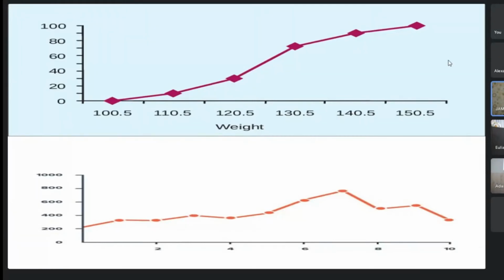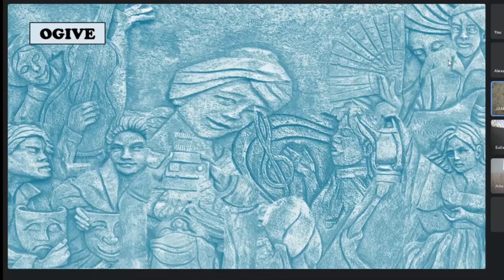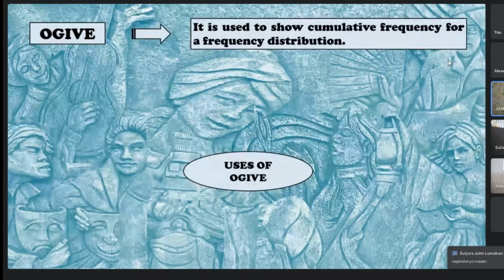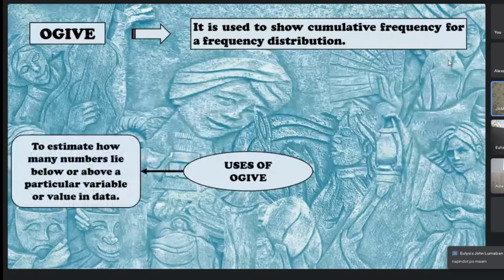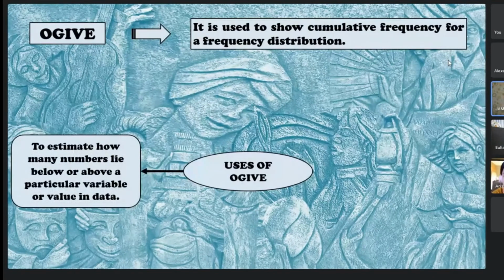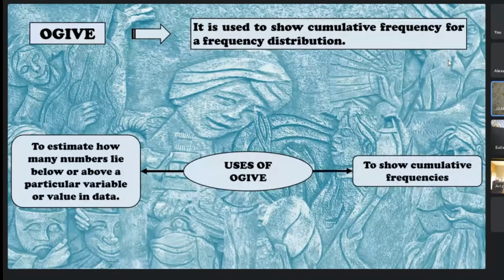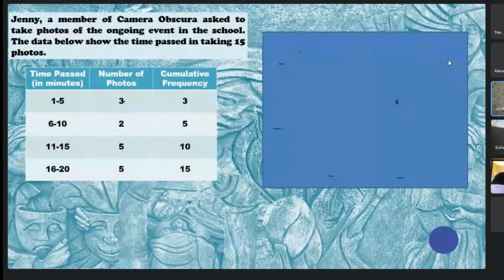Yes, EJ? Do you have any question? Okay, that's okay, EJ. So, when to use an ogive? We can also use an ogive if we want to estimate how many numbers lie below or above a particular value in data. And also if we want to show cumulative frequencies. Again, the keyword for the ogive is cumulative frequency. It goes increasing over time.